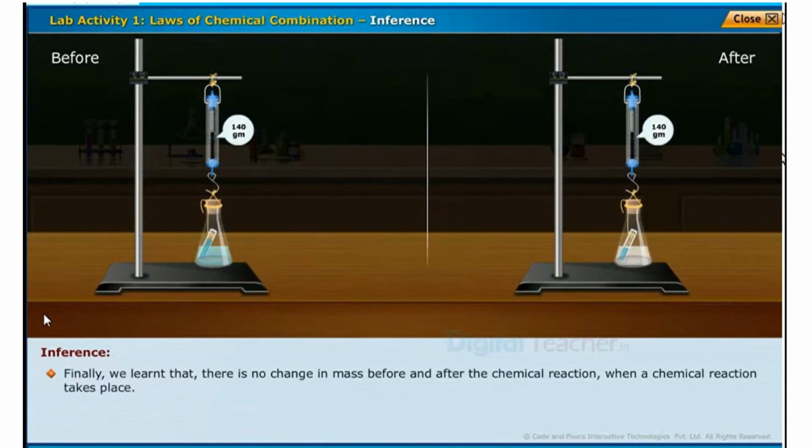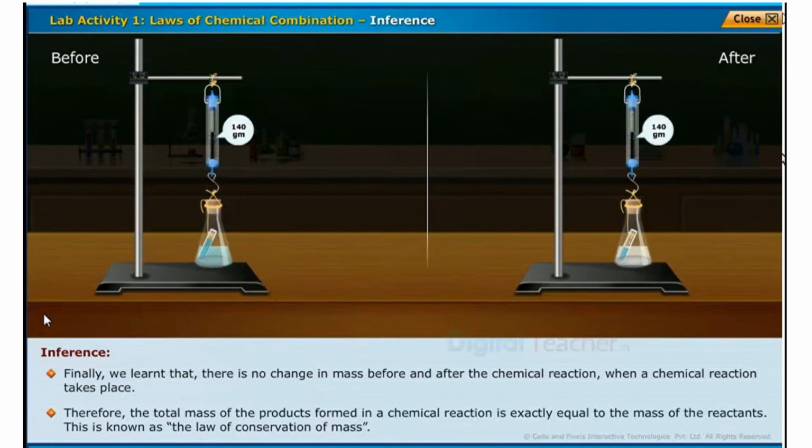Finally, we learned that there is no change in mass before and after the chemical reaction when a chemical reaction takes place. Therefore, the total mass of the products formed in a chemical reaction is exactly equal to the mass of the reactants. This is known as the law of conservation of mass.